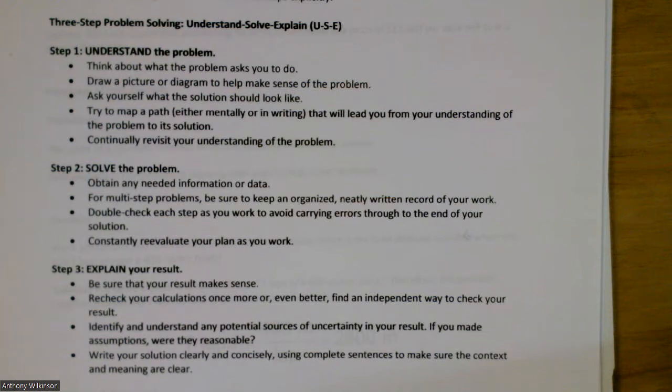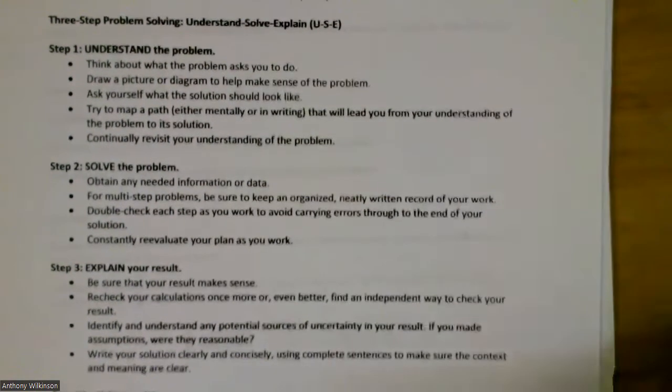Identify and understand any potential sources of uncertainty in your results. If you make assumptions, were those assumptions reasonable? And then write your solution clearly and concisely using complete sentences to make sure that the context and meaning are clear. Okay, so this is what that understand, solve, and explain process is.